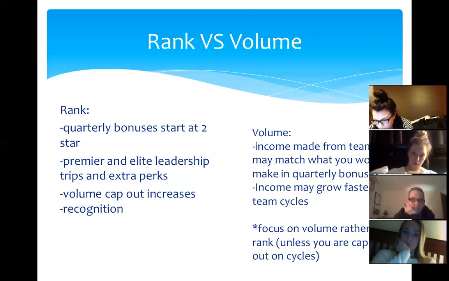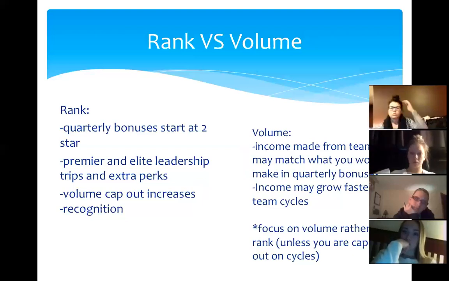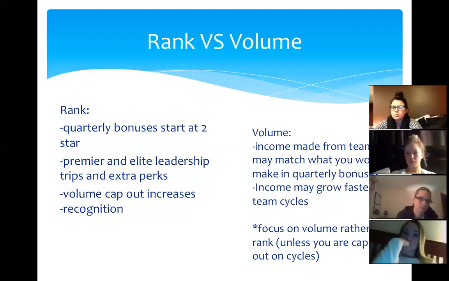So with rank, what you get, quarterly bonuses start at the rank of 2-star. And quarterly bonuses are something nice to have. So 4 times a year, there's a 2-star bonus, a 5-star bonus, a 10-star bonus, and a 15-star bonus. So for example, January was the first bonus for this year. It was the first time I qualified for bonuses, and I was a 5-star diamond coach. So I got the 5-star bonus and the 2-star bonus.